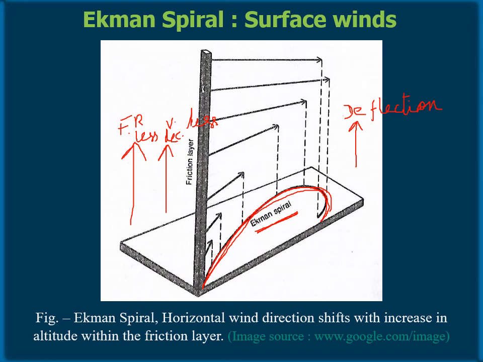Coriolis effect and the frictional resistance force, they act over the moving object, moving air, and thereby determine the ultimate or net movement pattern of wind. Thank you.